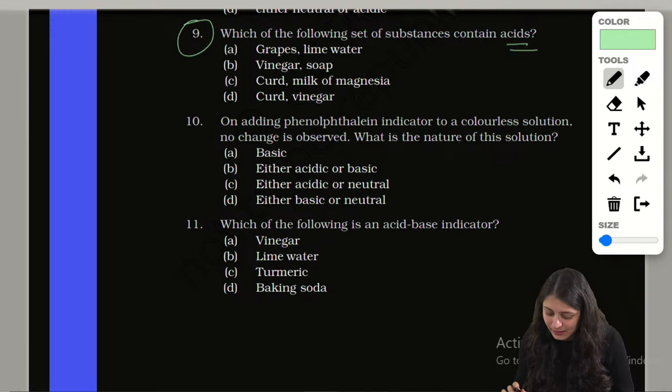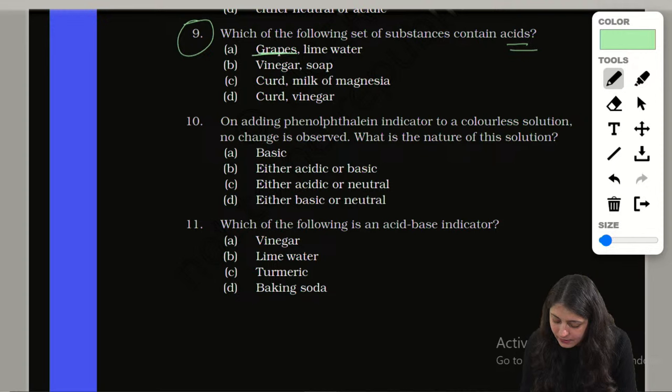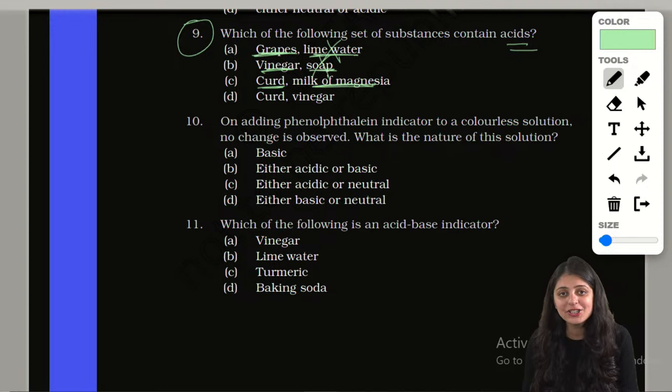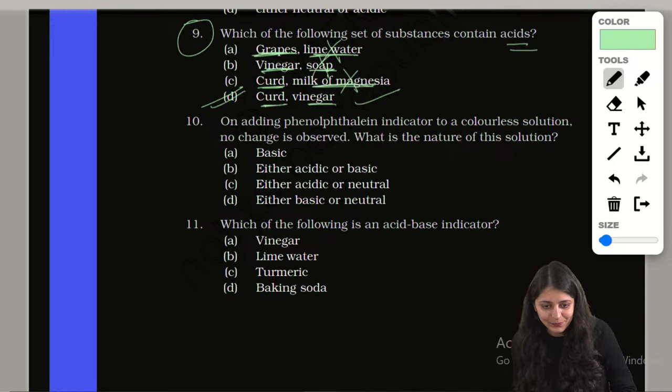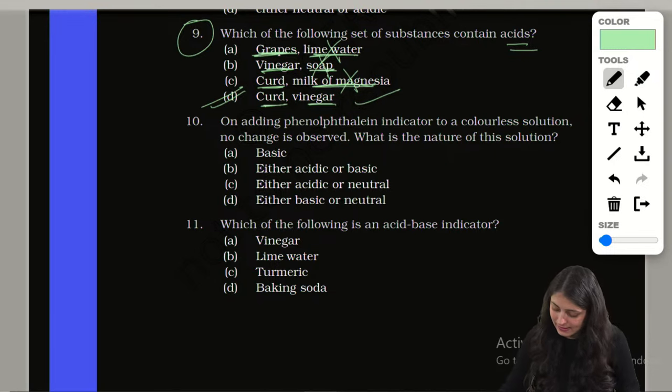ऑप्शन डी करेक्ट. देखो भाई आराम से देखते हैं. ग्रेप्स में क्या है? टार्टारिक एसिड. ठीक है. बट लाइम वाटर क्या है? कैल्शियम हाइड्रोक्साइड, which is a base, तो रूल्ड आउट. विनेगर में क्या है? एसिटिक एसिड. ठीक है. सोप में क्या है? सोडियम हाइड्रोक्साइड और पोटेशियम हाइड्रोक्साइड, which are bases, रूल्ड आउट. कर्ड में क्या है? लैक्टिक एसिड. मिल्क ऑफ मैग्नीशिया, मैग्नीशियम हाइड्रोक्साइड, which is a base, रूल्ड आउट. कर्ड में लैक्टिक एसिड, विनेगर में acetic acid. So option D is the correct answer. So I've told you all the acids also. Okay? Very good. Yes, curd and vinegar would contain acids.